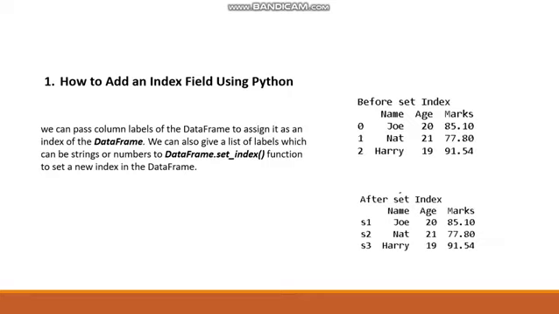We can pass column labels of the data frame to assign it as an index of the data frame. We can also give a list of labels which can be strings or numbers to the DataFrame.set_index() function to set a new index in the data frame.